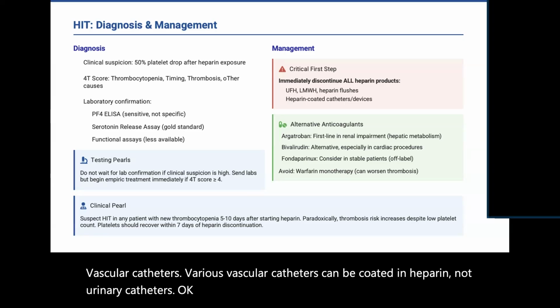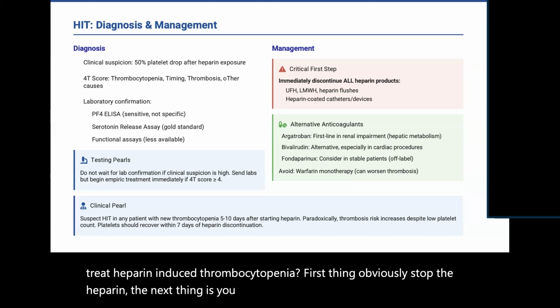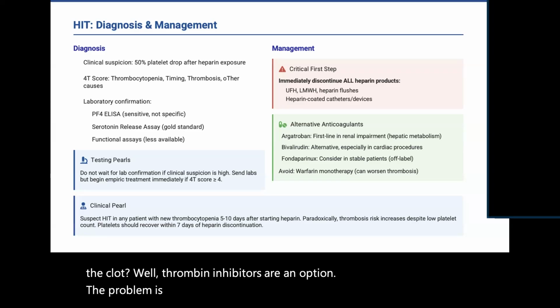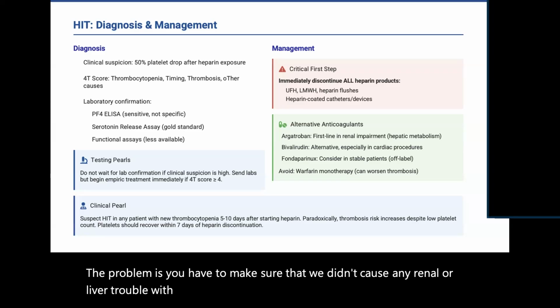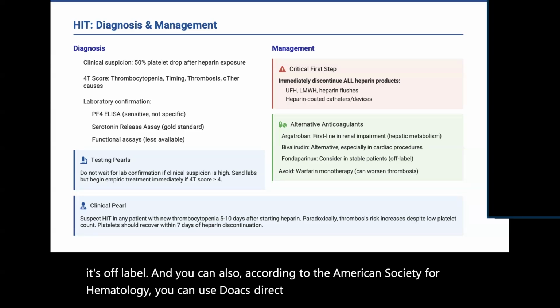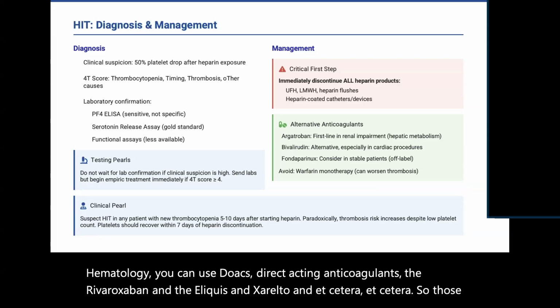Okay, so what do we do in this case then? So how do we treat heparin-induced thrombocytopenia? First thing, obviously, stop the heparin. The next thing is you need to treat that clot. So how do you treat the clot? Well, thrombin inhibitors are an option. The problem is you have to make sure that we didn't cause any renal or liver trouble with this clotting situation. Fondaparinux is another one, but it's off-label. And you can also, according to the American Society for Hematology, use DOACs, direct-acting anticoagulants, the rivaroxaban and the Eliquis and Xarelto and et cetera, et cetera. So those are things to do.